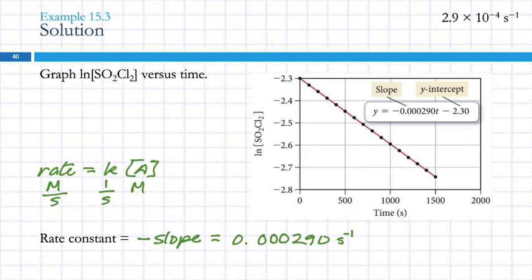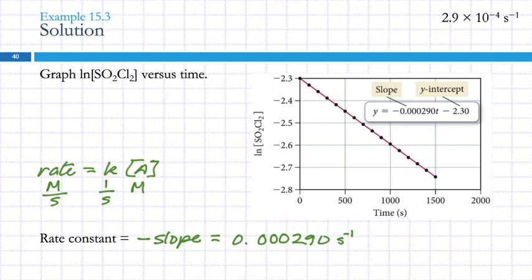Yes? So if our graph's different, we can't use the integrated rate law? If you do the natural log of concentration versus time and you don't get a straight line, then you need to try a different order. Because out of a curve, Excel will fit a line to it and give you a slope, but it's not going to mean anything.